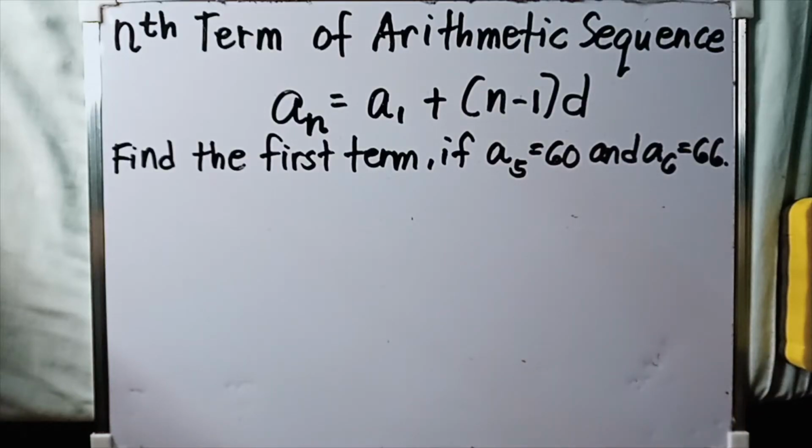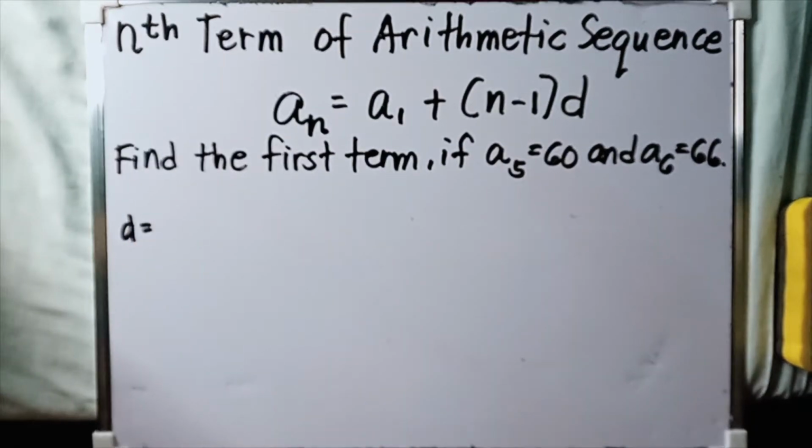Try natin itong susunod na example. Find the first term if a sub 5 is equal to 60 and a sub 6 is equal to 66. So, kapag naka-encounter tayo ng ganitong problem, alam natin na kailangan muna nating hanapin yung ating common difference.